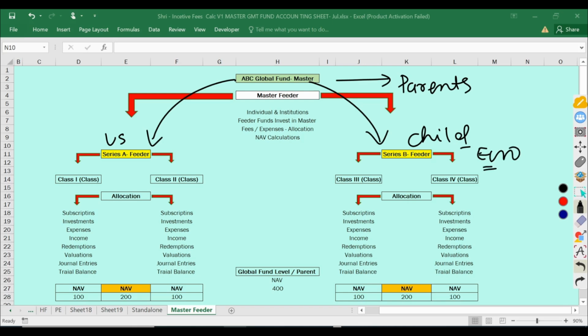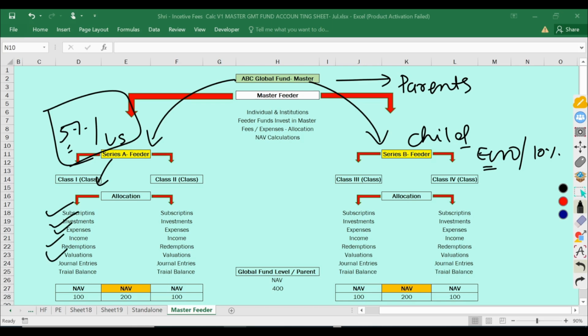Now here for the euro, maybe there is a 10% tax rate, and maybe for the US there is a 5% tax percentage. So you would see different tax percentages as well. And then the best part is you can create multiple classes under a series, which means under a feeder you can create multiple classes. You can also allocate subscriptions, investments, expenses, redemptions, and everything under each class. And everything from those classes you can assign to the feeders, and the feeders invest in the master. So this is how you can create and manage the structures.